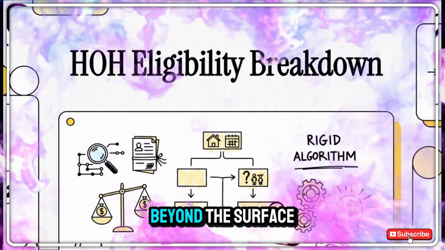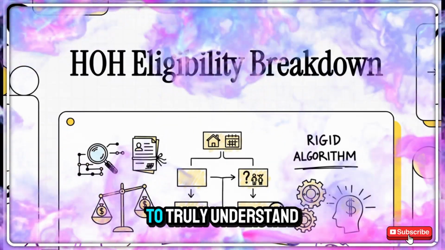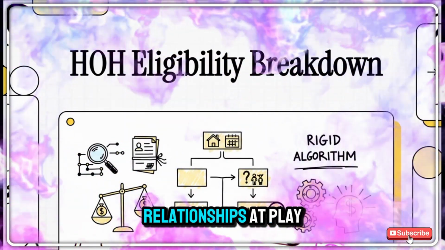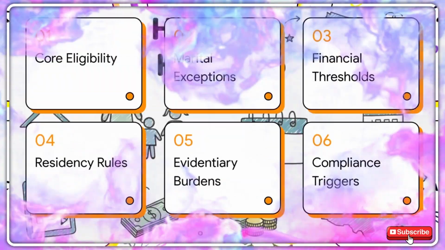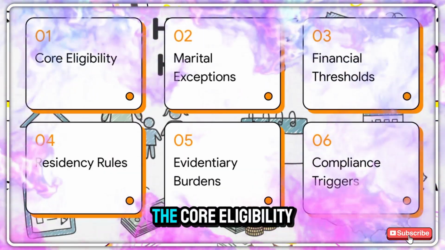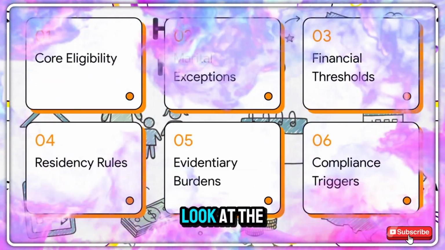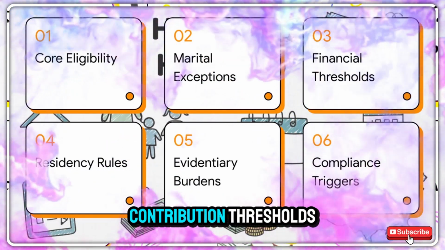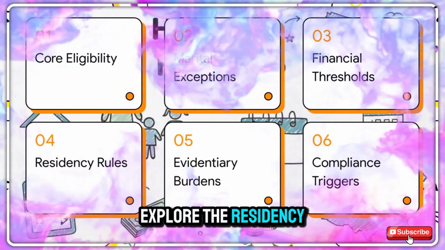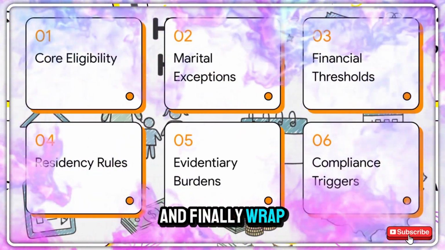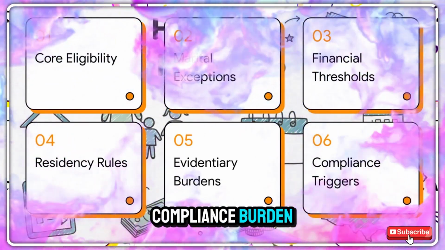We're moving way beyond the surface-level guidelines to truly understand the core mechanisms and the exact cause and effect relationships at play here. Here is the roadmap for our analysis. We'll start with the core eligibility framework, look at the marital status exceptions, define the financial contribution thresholds, explore the residency rules, the evidentiary requirements, and finally wrap up with the compliance burden.